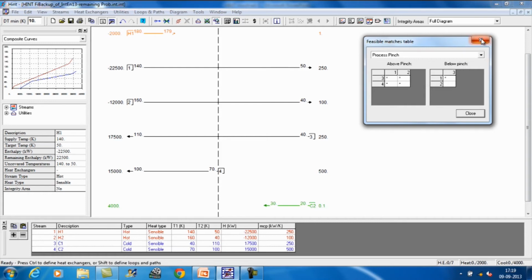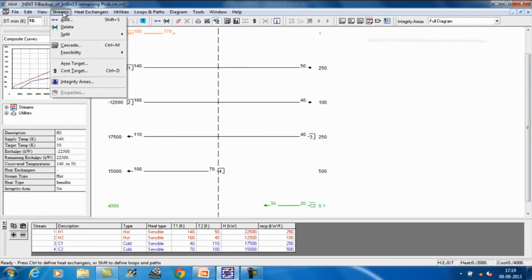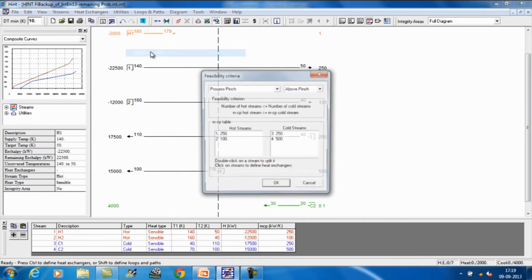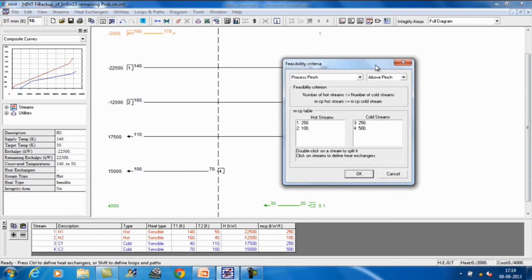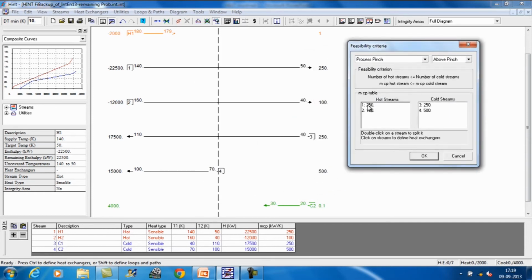Now, let us put a match between 1 and 3. The 1 and 3 match is perfectly possible. So, we go to the feasibility above the pinch and we see here that the 1 and 3 match is possible because the MCP of the hot stream should be less than or equal to the MCP of the cold stream. This condition is satisfied. So, we put this match.